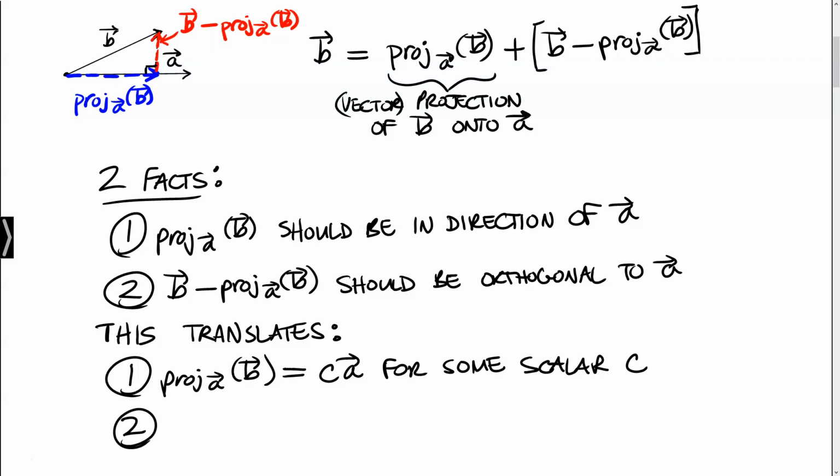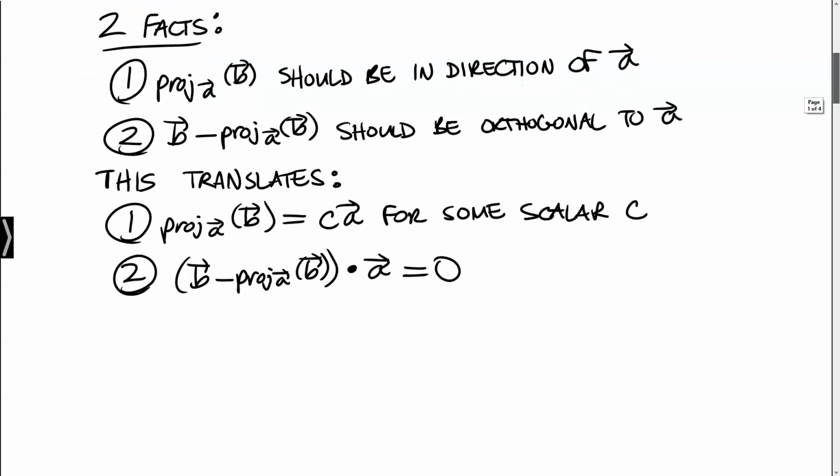It says that this vector here, the vector difference between these two, should be orthogonal to a. Well, we already said orthogonal means the dot product is 0. So let's just write that down. b minus the projection of b onto a, dotted with a, is equal to 0. So these are the two algebraic facts we have. So all we have to do now is put these together, and by putting these together, we'll be able to come up with an algebraic definition of what this projection should be.